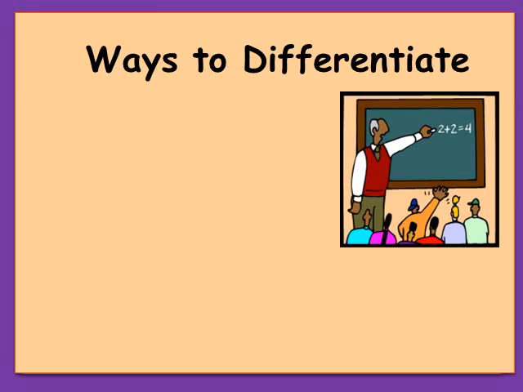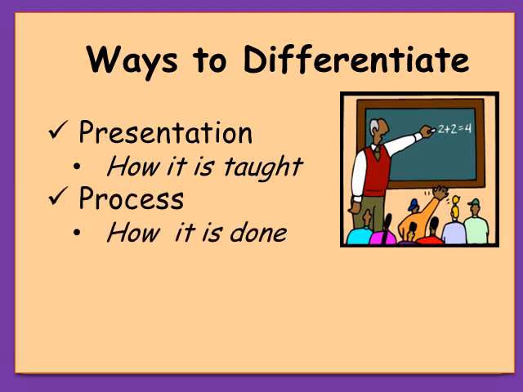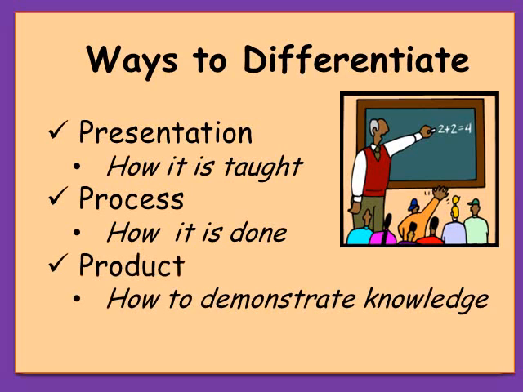How do we differentiate? Let's call it the 3 P's. There's 3 ways we can differentiate. The presentation, how it is taught. The process, how it is done by the students. And the product, how do they demonstrate their knowledge.